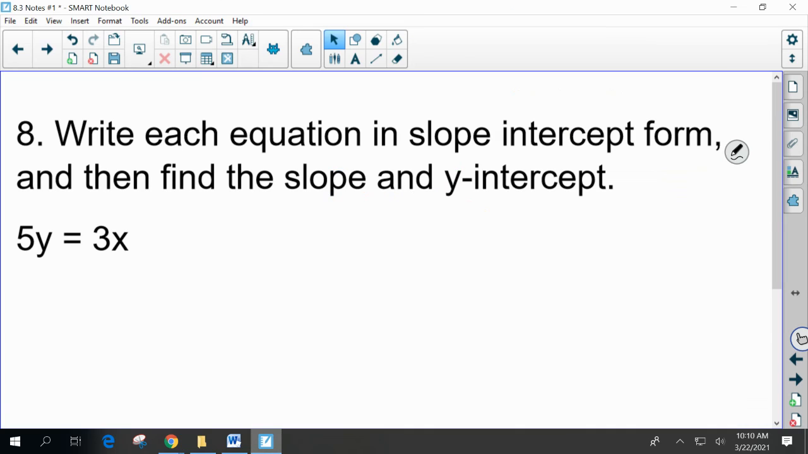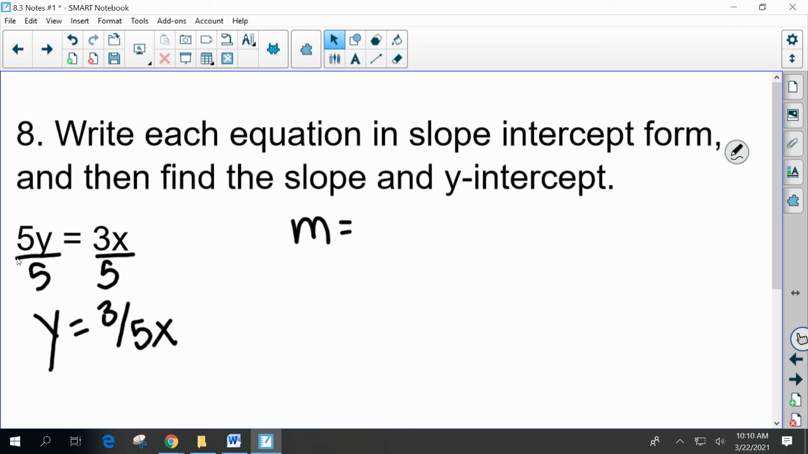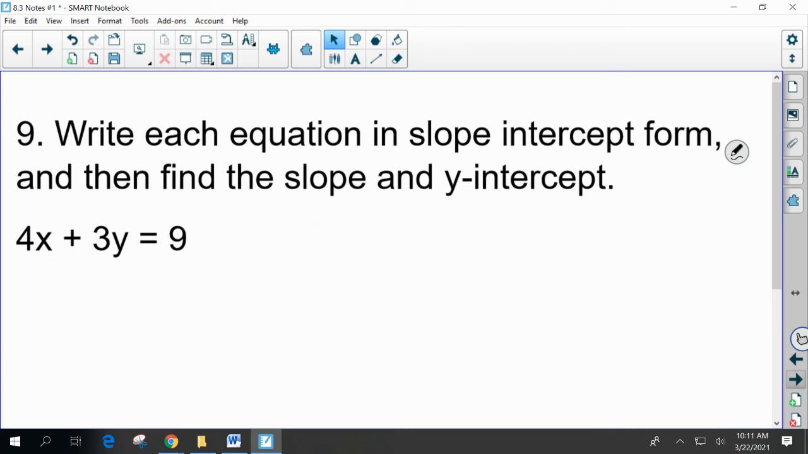All right, so for this problem, I would need to start by dividing both sides by 5. So y would equal 3/5 x. So my m is 3/5 and my b is 0. Okay. And then you need to pause your video and go through number 9.